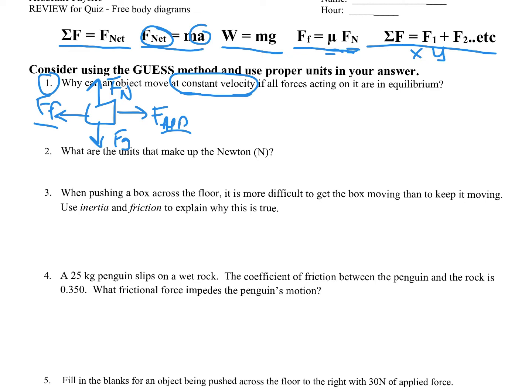Remember, inertia, an object in motion wants to stay in motion. Therefore, an object that's already moving wants to continue moving straight and at a constant velocity. So it all has to do with inertia. Let's look at number 2.